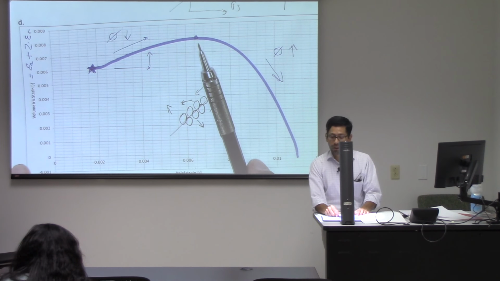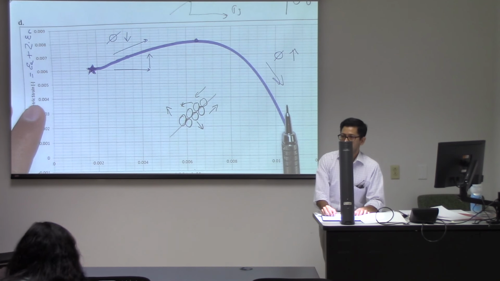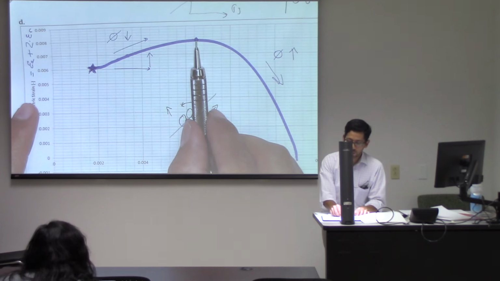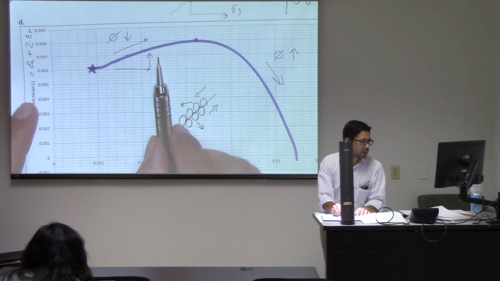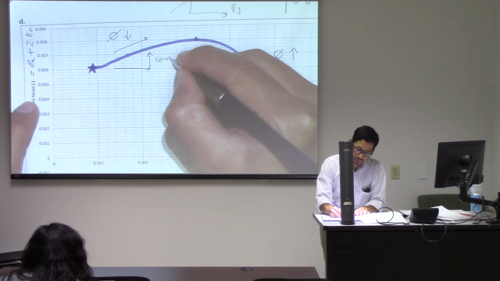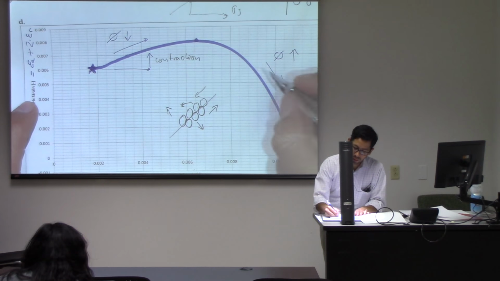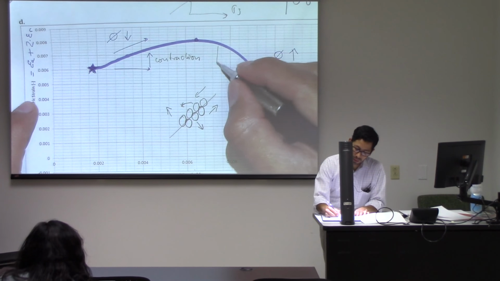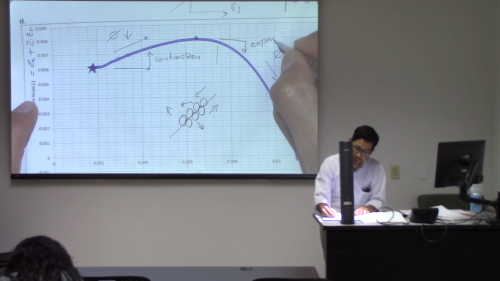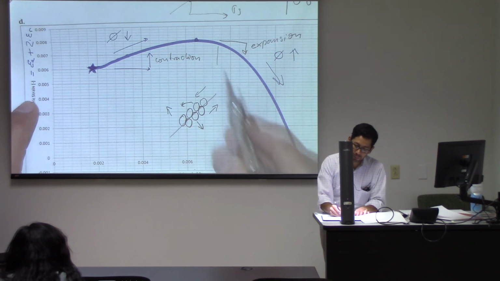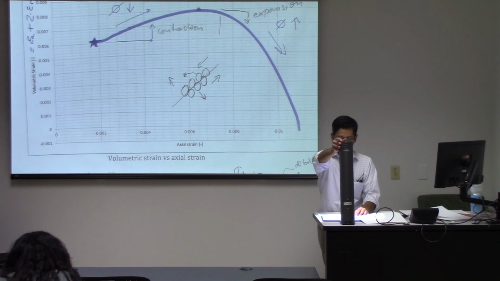many rocks, not all of them, they start to dilate. And the volume starts to increase. And you capture that by plotting the volumetric strain. So all of this strength is contraction after a given point here. You have expansion. And that point over there is called the point of dilatancy.